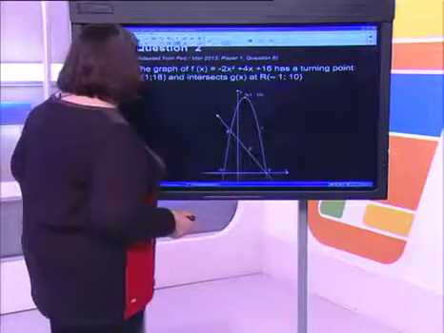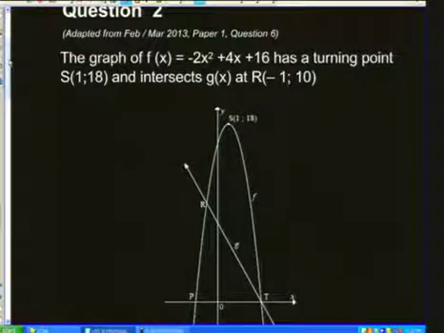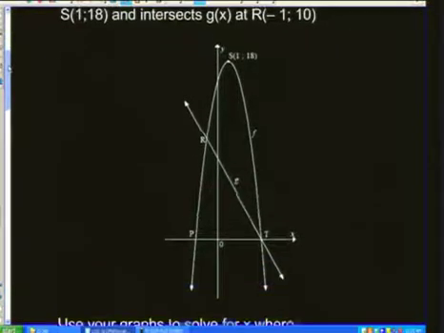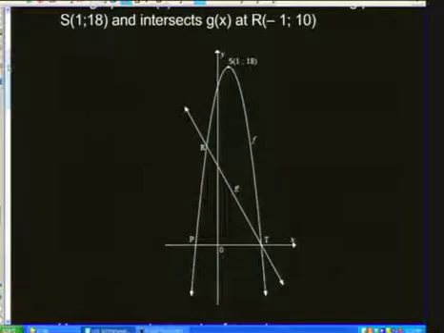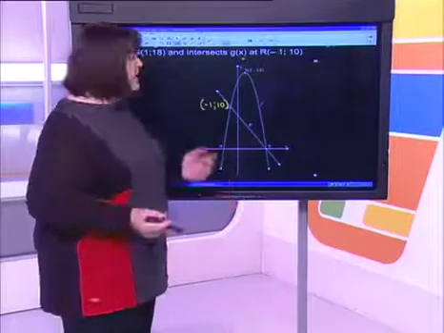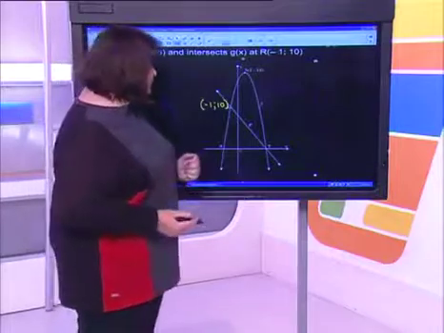So this one says the graph of f of x equals minus 2x squared plus 4x plus 16 has a turning point S, coordinate (1, 18). And the intersection of g of x is at (-1, 10). Now, that was part of the earlier questions, but we decided it wasn't really worth going through that, because all you would have to do is solve simultaneously for those two equations, and you guys are matrics, you know how to do that. Let's rather show you something that could be more difficult.